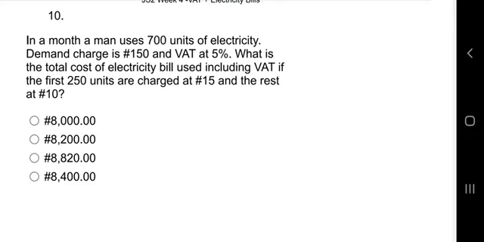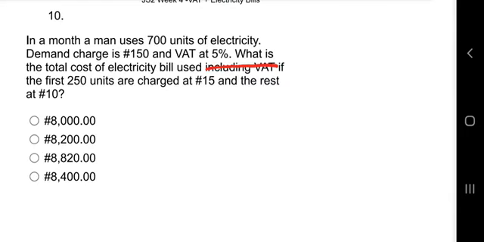Now the last question here. In a month, a man uses 700 units. Just the same thing. But what is the total cost of electricity bill used? You can see the total cost here, so including VAT. Now this question is even fair to have included tax. Some questions will just write what is the total cost and they will not put including tax and VAT there.